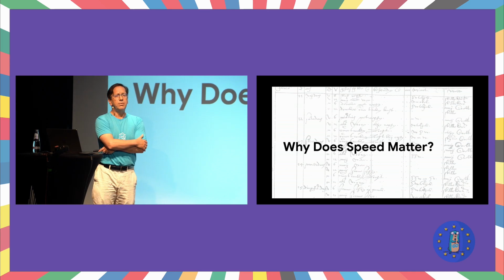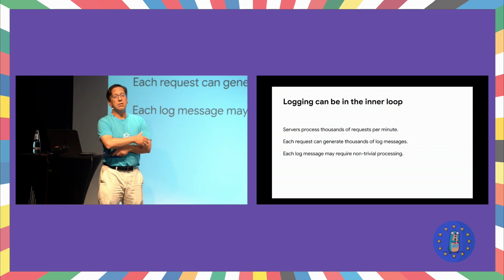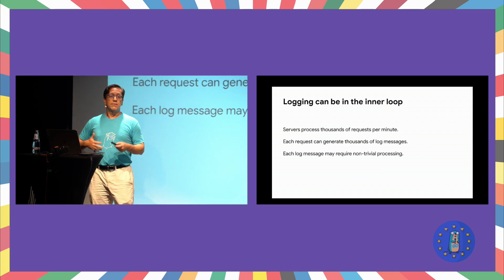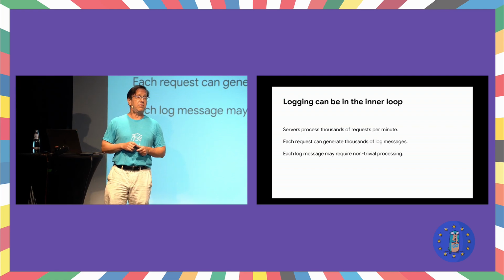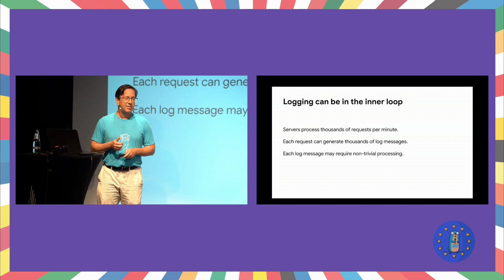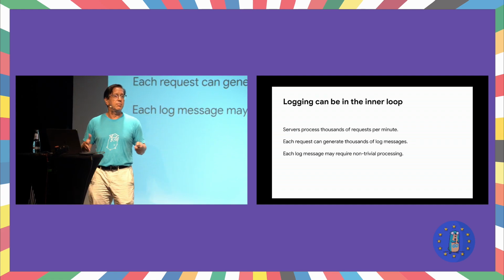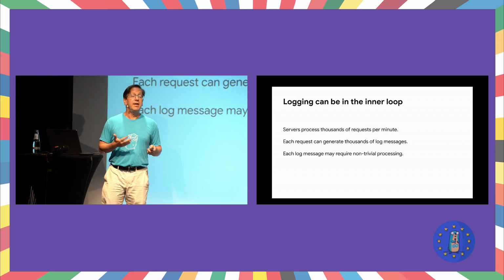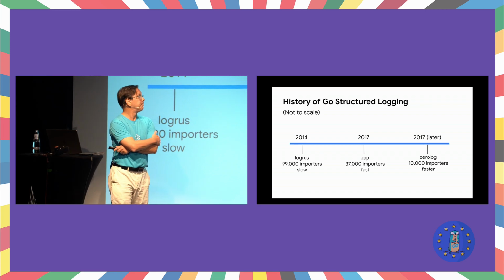So why did we feel we had to make slog fast? Well, here's one answer. Logging is often in the inner loop. Servers do thousands of requests per minute. Each request can generate thousands of log messages. Each log message can take significant time to process. That's not a great answer because why couldn't we just write it in good, clean Go and maybe it'd be fast enough? So the real answer is we have to look at the history of structured logging in Go.